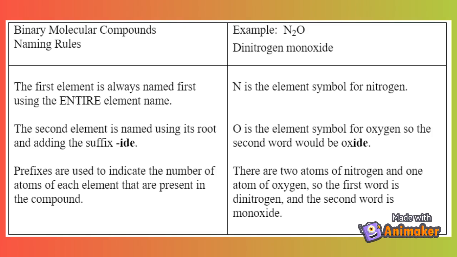Let's do N subscript 2 O as an example with the rules. N is the element symbol for nitrogen. O is the element symbol for oxygen, so the second word will be oxide. There are 2 atoms of nitrogen and 1 atom of oxygen, so the first word is dinitrogen and the second word is monoxide, forming dinitrogen monoxide.